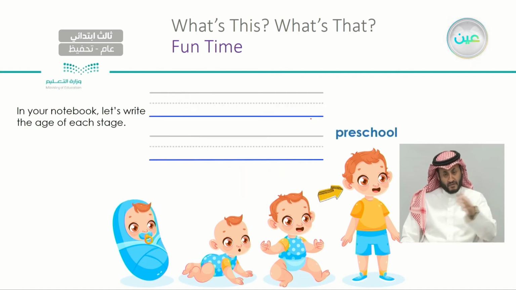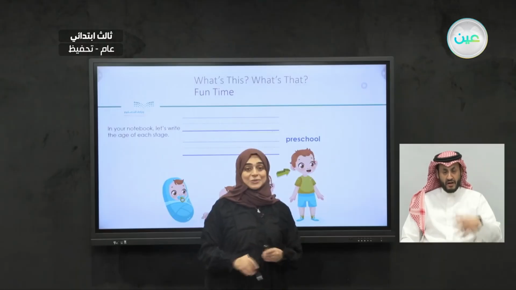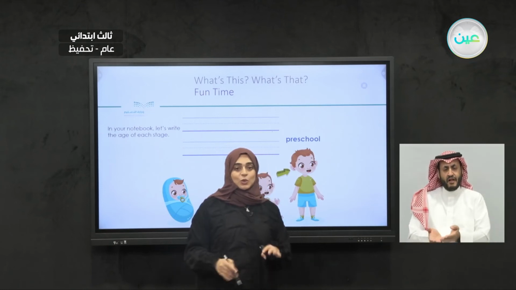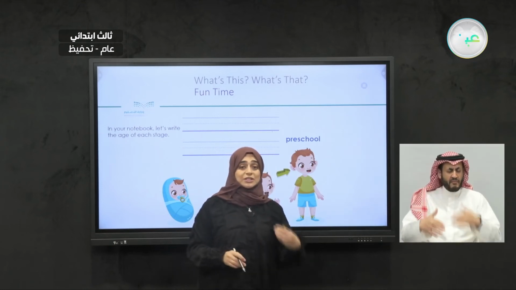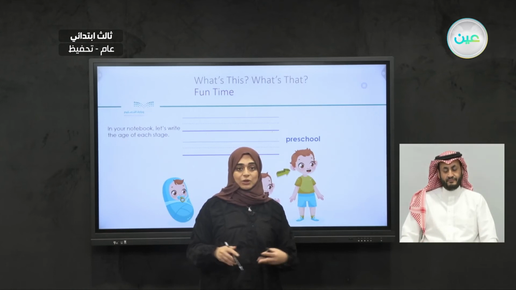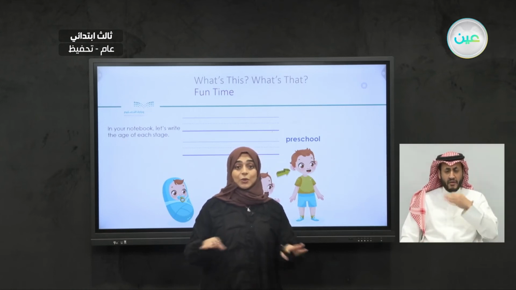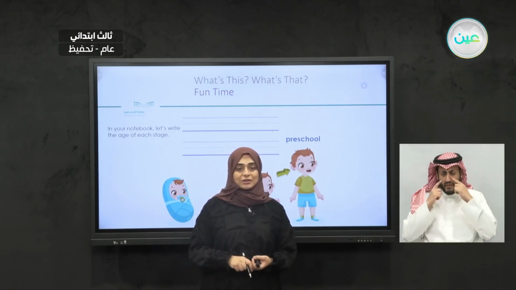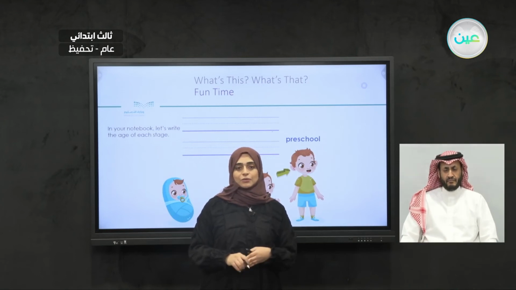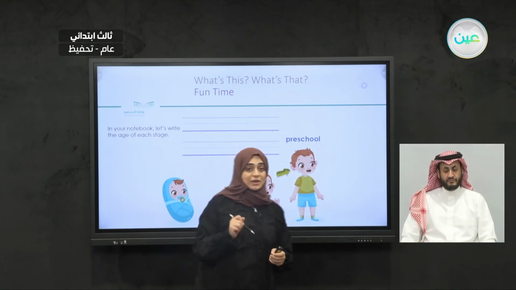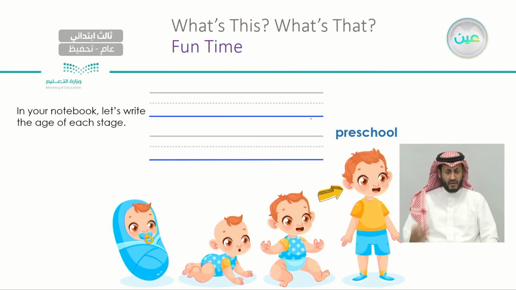Now the toddler is growing so fast. He's ready to go to school. So what age do you usually go to preschool? When you begin to talk, when you're ready to go and learn and explore. Maybe 3 or 4 years? So let's write this down. 4 years old. F-O-U-R, 4 years.